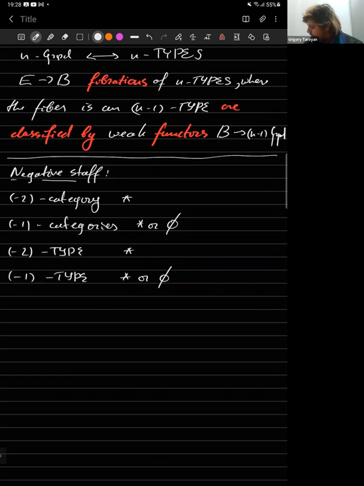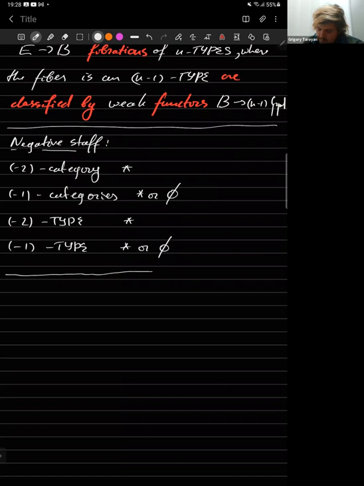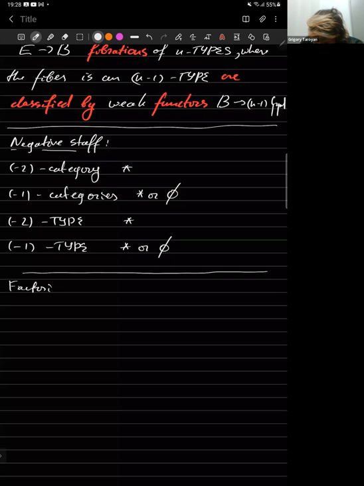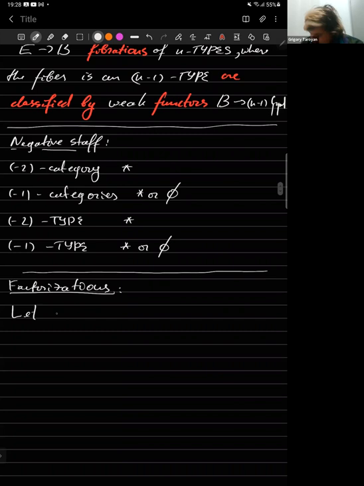Okay, then we talked about factorizations. So today I will continue to talk about factorizations, sorry. And I will remind some basic facts about factorizations right now. So let P from E to B be an infinity functor, meaning that it just preserves a composition of morphisms up to higher morphisms.